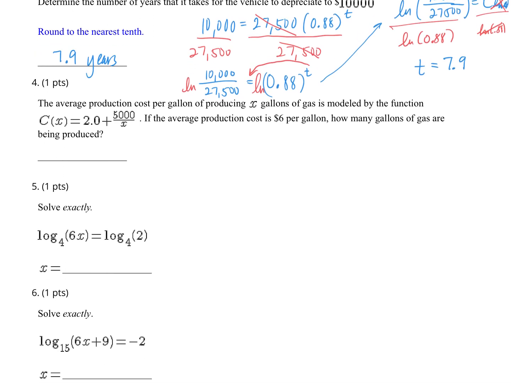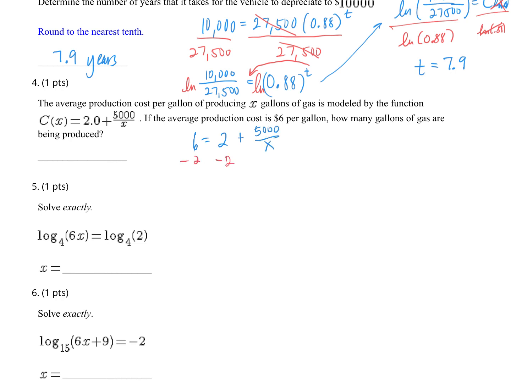Number 4, the average production cost per gallon of producing X gallons of gas is modeled by the function given. If the average production cost is $6 per gallon, how many gallons of gas are being produced? All right, so let's see. It's saying the cost is $6 per gallon, so I could plug that in for C. So I would get 6 equals 2.0, which is just 2, plus 5,000 over X, and solve.